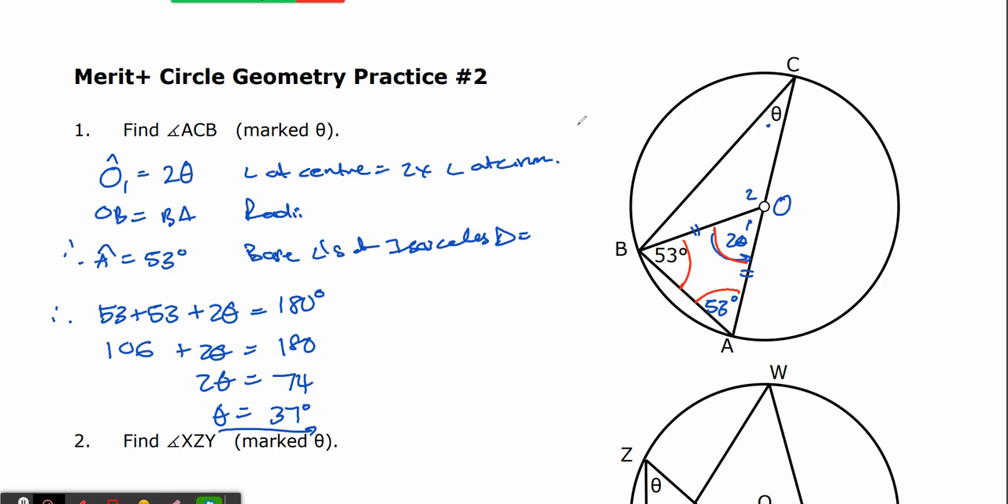Okay. So you know how you got 2 theta equal to 74? Did you just halve that? So I took 180 minus 106. Yeah, okay. So I just subtracted it on the side and then divided by 2. All right, now there's another way to do this.